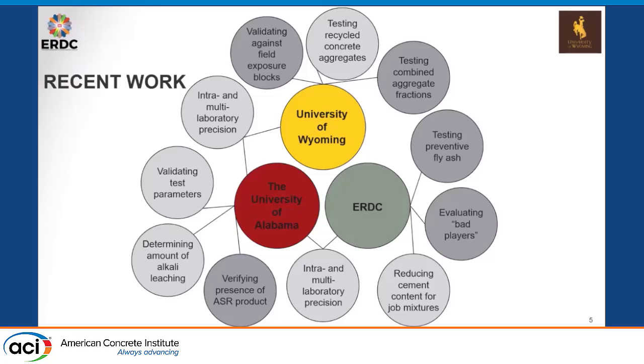At ERDC, we recently did a very small study, throwing some more things at it. That was an 18-month project. I looked at some fly ash preventive measures. I tried to pick some bad players out of the aggregates that maybe passed the mortar bar test, the 1260, but didn't do so well in the field or in the CPT. I did look at reducing the cement content for job mixtures as the first step, and spoiler alert, the workability was terrible. So I think we're just going to stick with the standard test method.